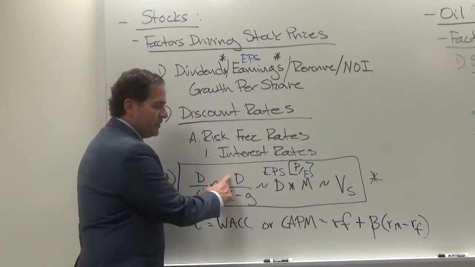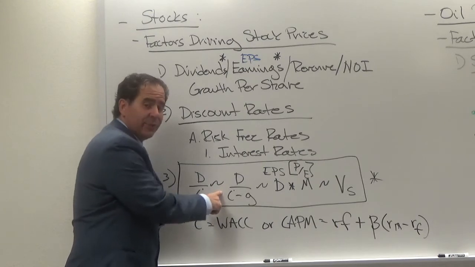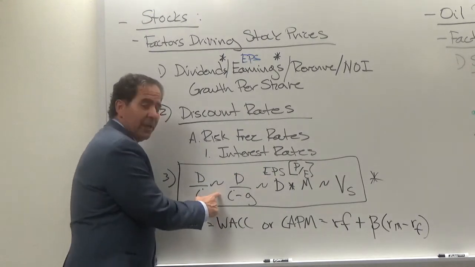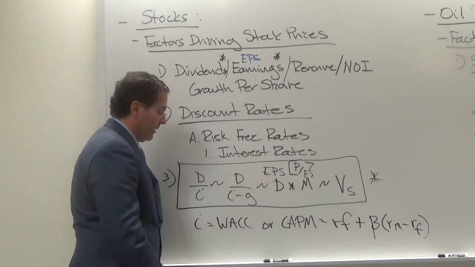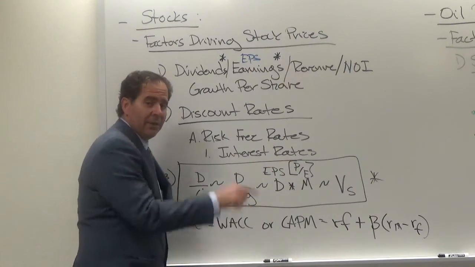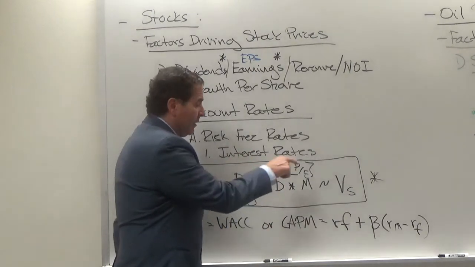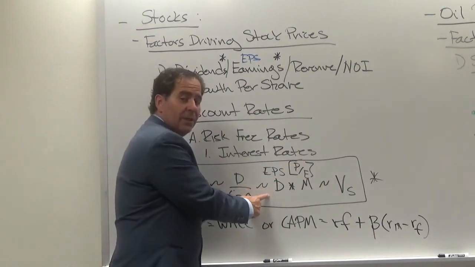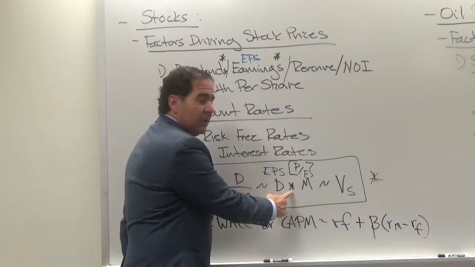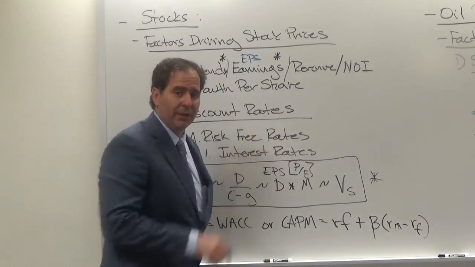If dividends go up, values go up. If interest rates or discount rates go up, values go down. If interest rates or discount rates go down, values go up. If growth rates go up, values go up. If growth rates go down, values go down. If dividends or earnings per share go up, values go up. If dividends or earnings per share go down, values go down. If the PE multiple goes up, the value goes up. If the PE multiple goes down, the value goes down.